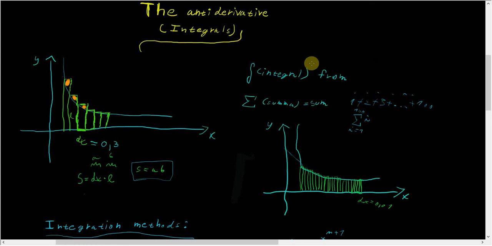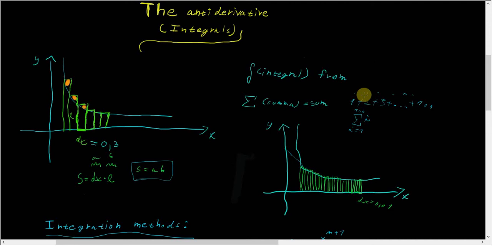Hello, today I'm going to be speaking about the antiderivative integrals. So where does this symbol of the integral come from? It comes from the Greek letter sigma. To me it doesn't look anything like it, but apparently it does. And this Greek letter sigma means sum.